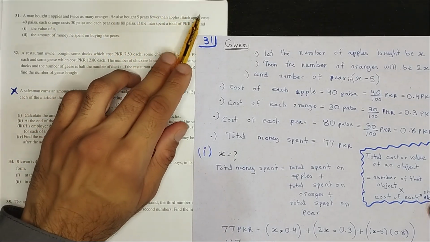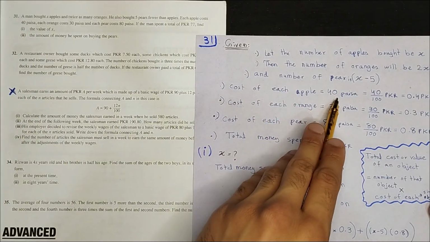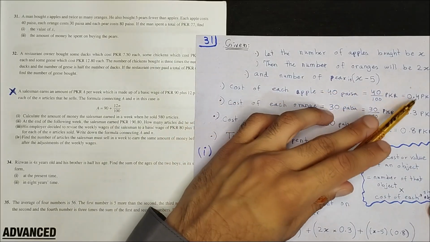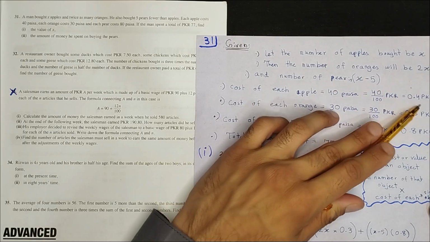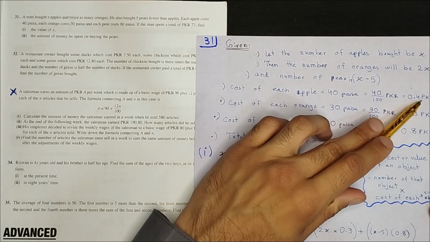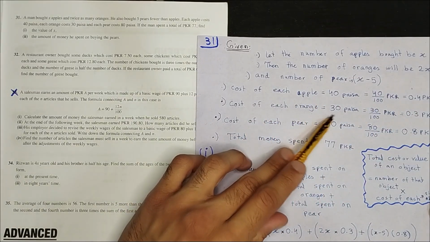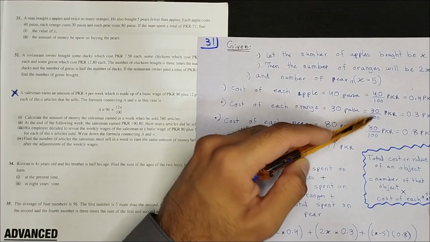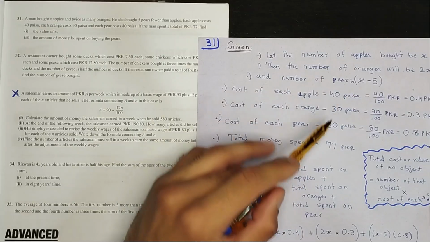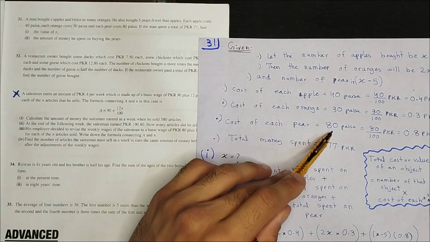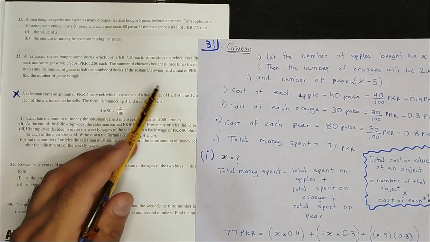Okay, each apple costs 40 paisas. I wrote the cost of each apple, which is 40 paisas. Then I converted the 40 paisas into rupees. 40 paisas into rupees is 40 divided by 100. I will get the value in rupees, which is 0.4. Then again, the cost of orange is given to me, which is 30 paisas. 30 divided by 100 is 0.3. That gives me the paisa into rupees. Then again, the cost of pear is given, which is 80 paisas, and 80 divided by 100 is 0.8 rupees.